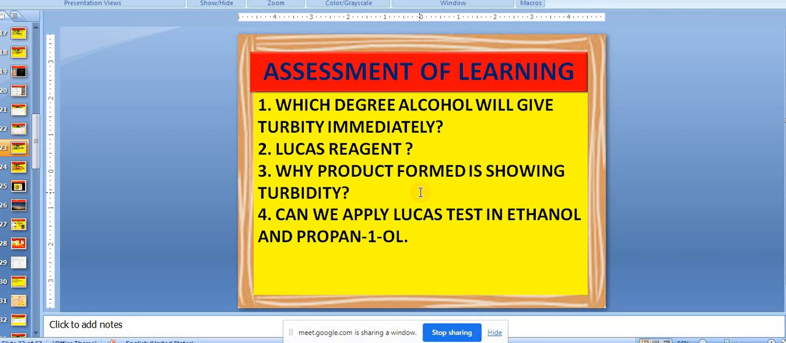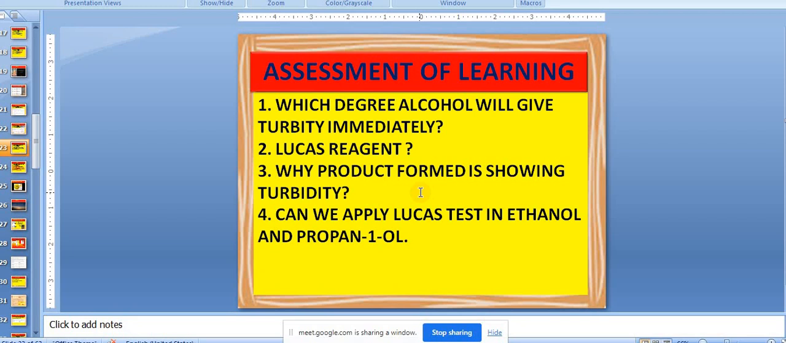Okay, very easy. Now, the next point we are talking about. Yes, due to low dipole moment, formation of alkyl halide. Formation of alkyl halide is correct, but we have to link the answer with the solubility in regard to hydrogen bonding, right? Next and the last question is, can we apply the Lucas test to ethanol and propan-1-ol?